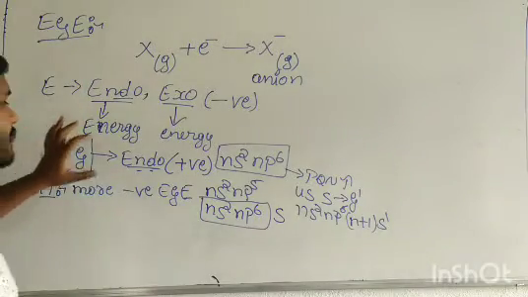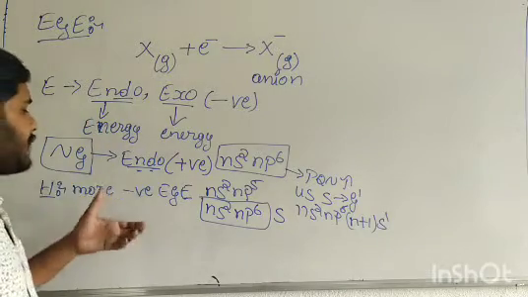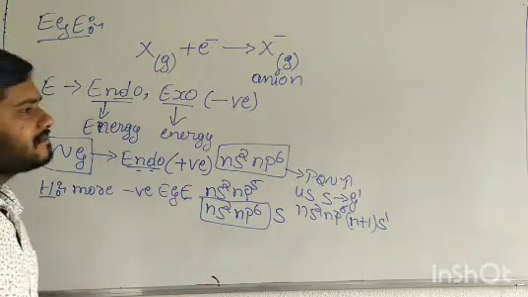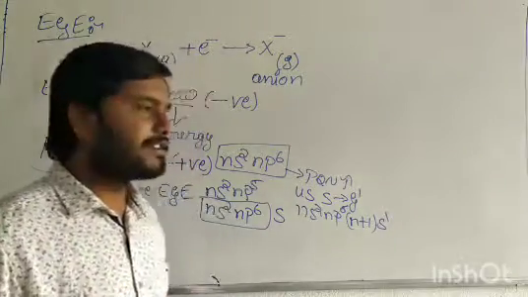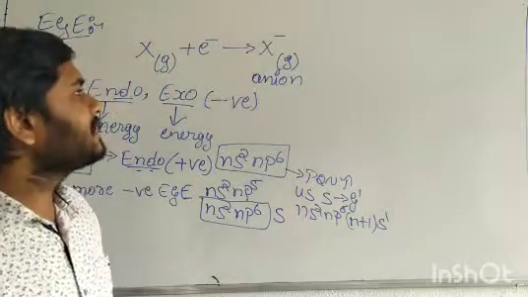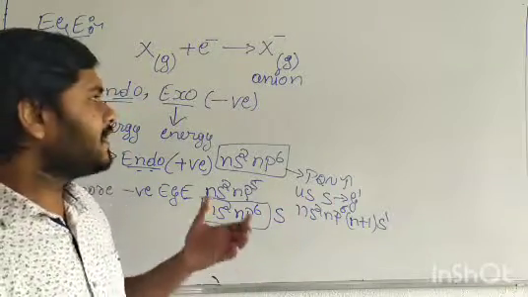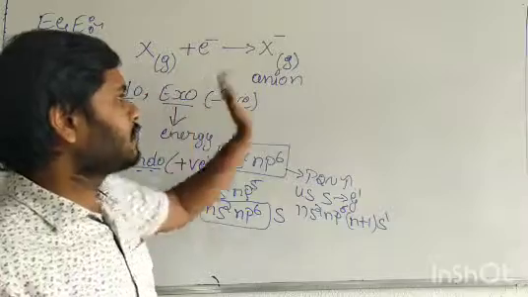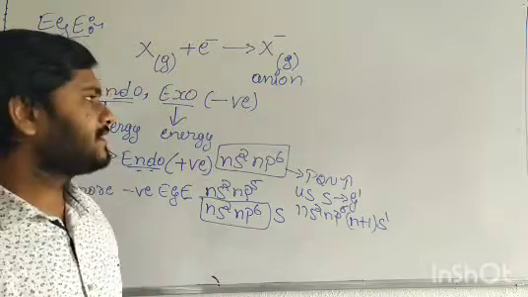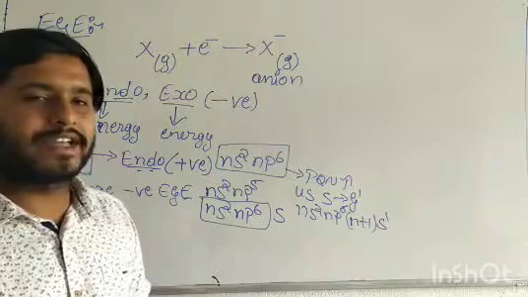For noble gases, electron gain is an endothermic reaction, whereas for other elements, adding an electron is an exothermic reaction. Okay, next comes the variation of electron gain enthalpy along the period and down the group. Here the trend is not like ionization enthalpy, where there is a symmetric nature. Along the period, ionization enthalpy increases, and down the group, ionization enthalpy decreases. We can't observe that kind of similarity in electron gain enthalpy.